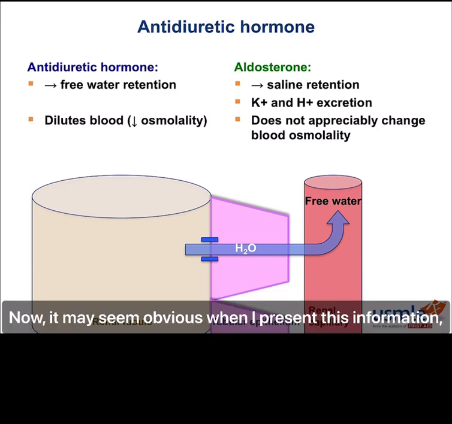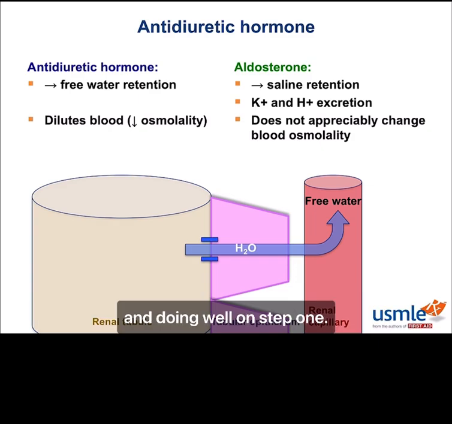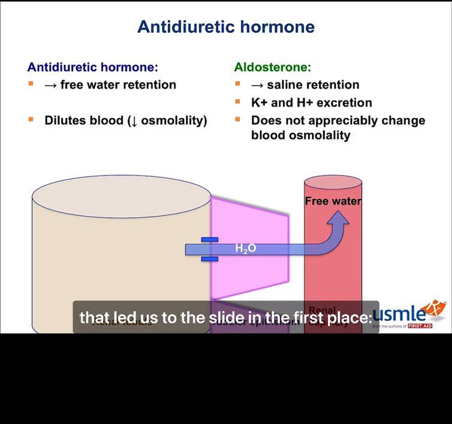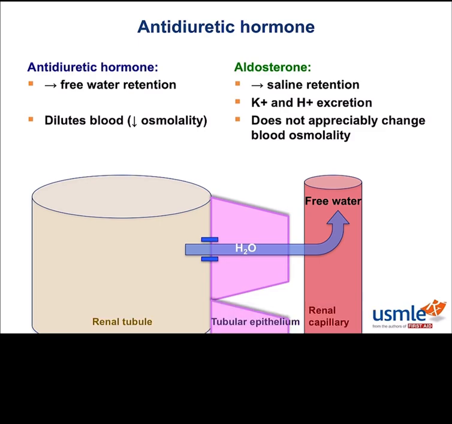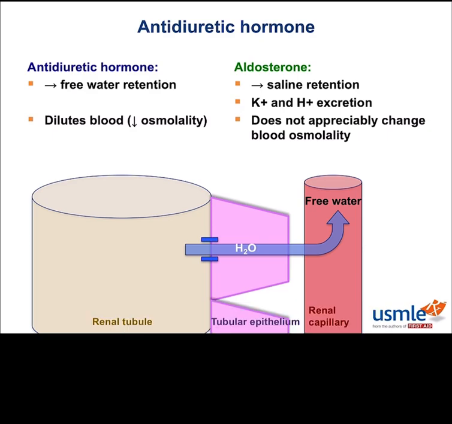Now, it may seem obvious when I present this information, but being able to come to these conclusions on your own is crucial to answering endocrine pathology questions and doing well on step 1. So, to answer the question that led us to the slide in the first place, what is the primary purpose of ADH? I think you can all get this one now. The unique purpose of ADH is its ability to modulate the osmolality of the blood.